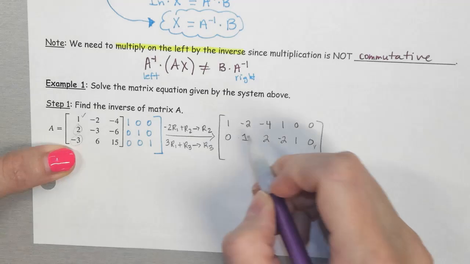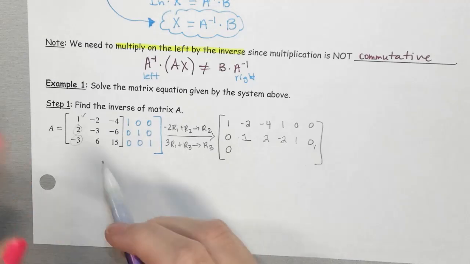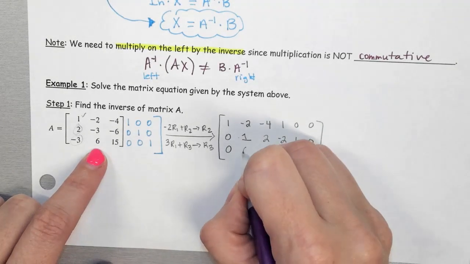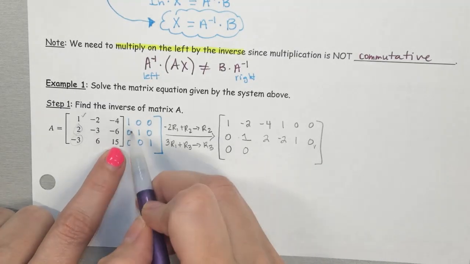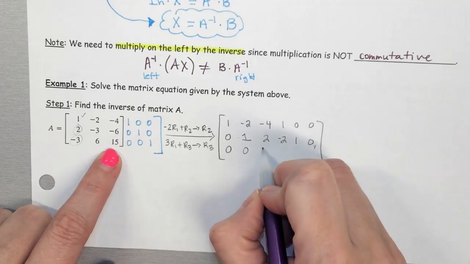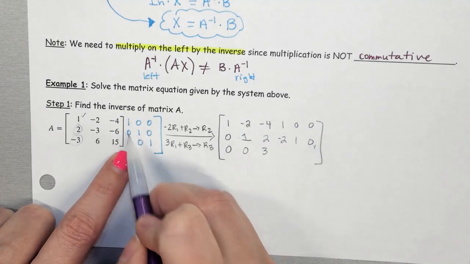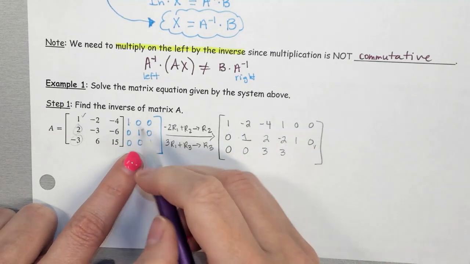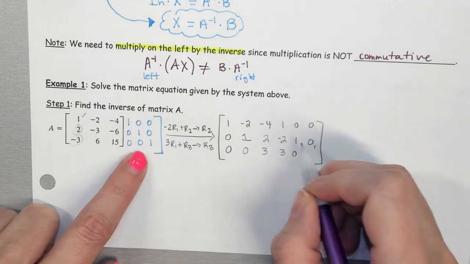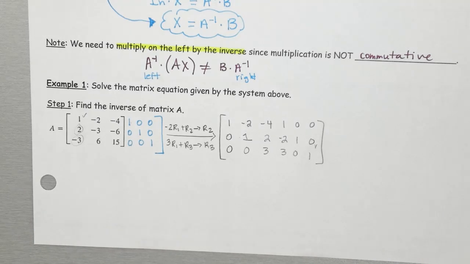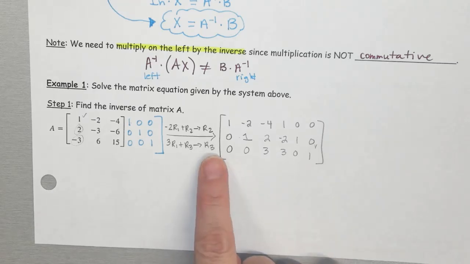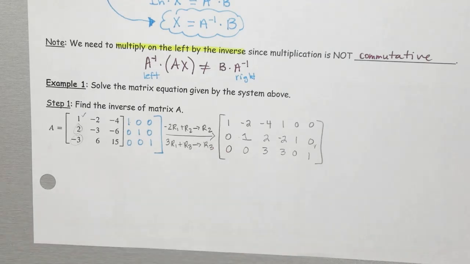So 3 plus negative 3 is 0. Negative 6 plus 6 is 0. That's turning out nicely. Negative 12 plus 15, 3. 3 plus 0, 3. 0 plus 0. So we're multiplying everything in that row, and then we are adding it to row 3, and we are putting the result in row 3.